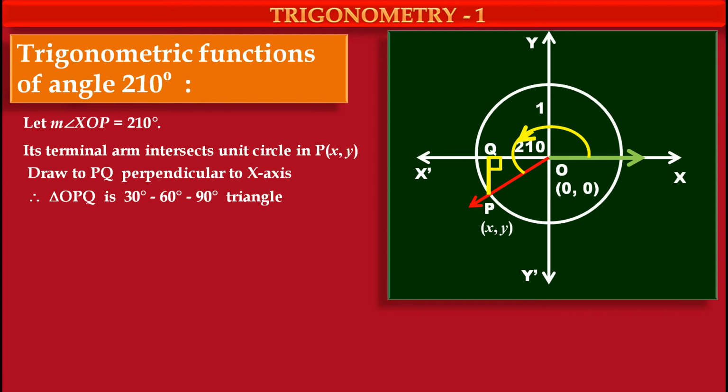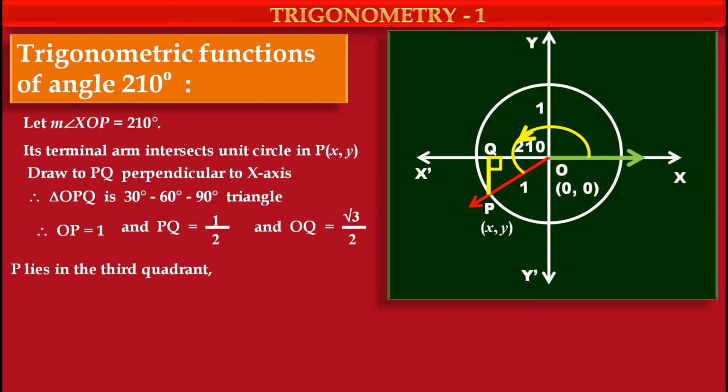90 degree triangle. Now in triangle OPQ, OP is the hypotenuse and it is also the radius, so its length is 1 unit. PQ is the side opposite to 30, so it is half of the hypotenuse, and that's why it is 1/2. And side OQ adjacent to 30 is √3/2 times the hypotenuse, and that's why it is √3/2.